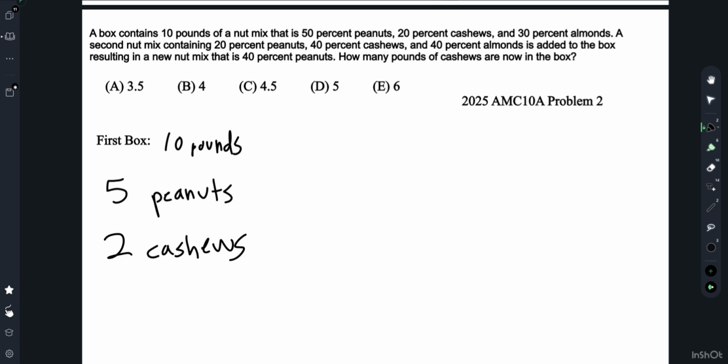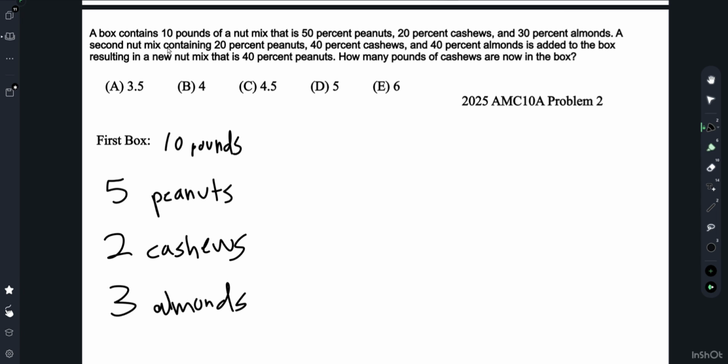And there's also 30% almonds. And we already know there's 10 pounds total, and these are already 7 pounds, so we could just quickly find there are 3 pounds of almonds. So this is the first box.